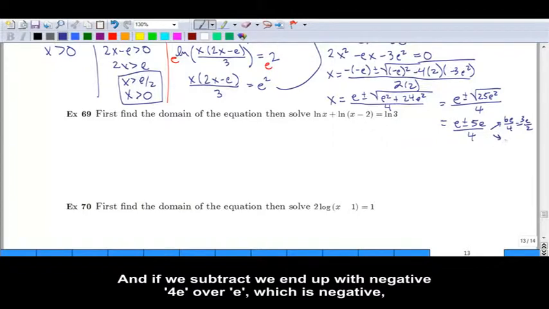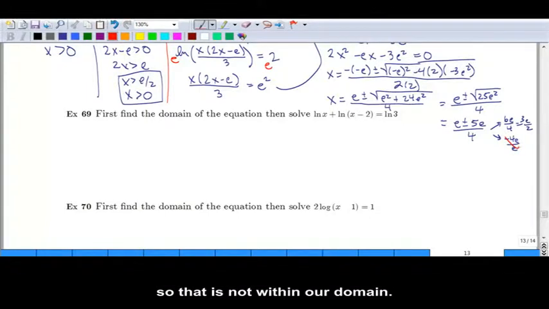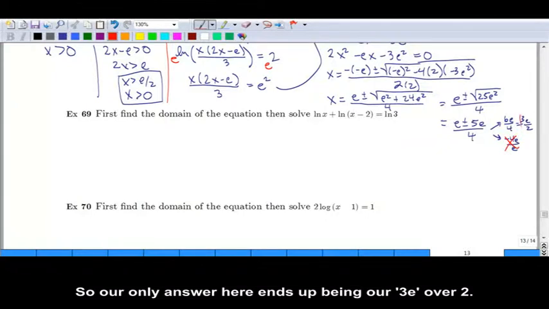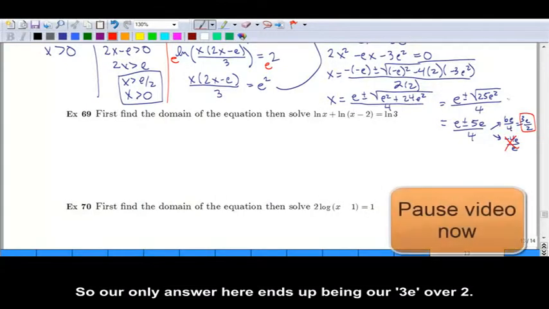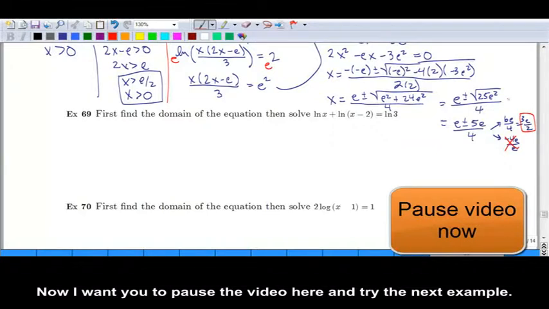And if we subtract, we end up with negative 4e over 4, which is negative, so that is not within our domain. So our only answer here ends up being 3e over 2. Now I want you to pause the video here and try the next example.